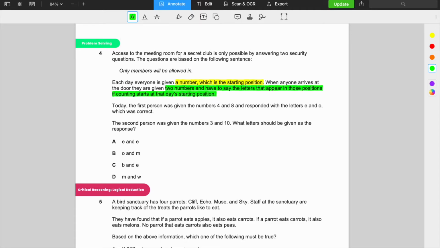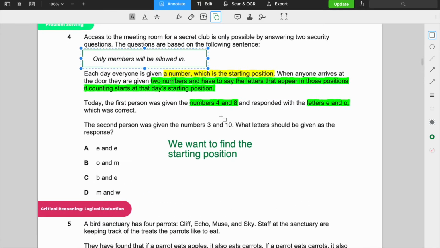Right, so first number is the starting position, and the other 2 numbers are the letter positions from that counting start. Today, the first person was given the numbers 4 and 8. So these are the second 2 numbers, right? And responded with the letters E and O. So the 4th position and 8th position correlate with E and O. So we want to find the starting position. If we know that 4th and 8th positions give us E and O, based on this sentence, which is "only members will be allowed in," what is the starting number?